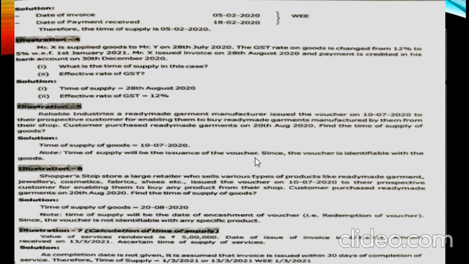As I have already explained, under the time of supply, the types are first forward charge, second reverse charge, then issue of voucher. Under issue of voucher, there are identifiable goods and non-identifiable goods. Identifiable goods are the goods which can be identified, where GST can be imposed on it. Here they have clearly told ready-made garments. In the next problem, they will not mention what kind of goods has been bought, so it is non-identifiable goods. So the time of supply for this problem is 10th July 2020.